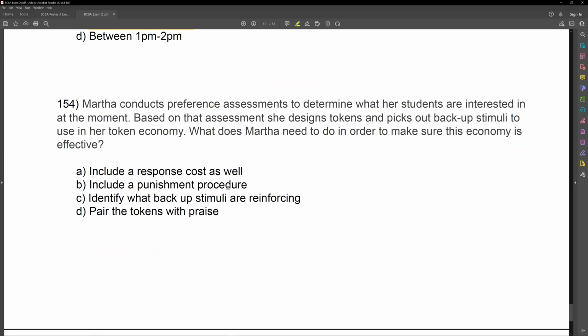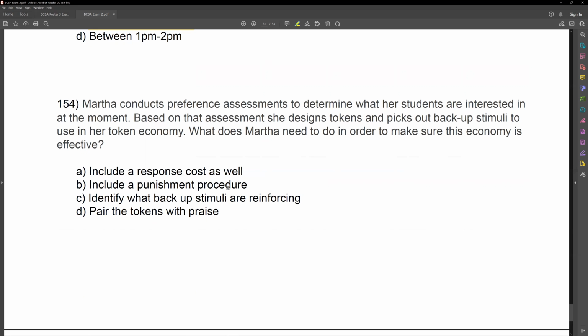All right, token economies. We want to determine what Martha needs to do to make her economy effective. So Martha's done preference assessments to understand what they're interested in. Using that assessment, she designed tokens and picked out backup stimuli. What's next? She's only done a preference assessment, so she only knows what they like. Does that mean it's going to be reinforcing? Absolutely not. And tokens are only as powerful as their backup reinforcers.